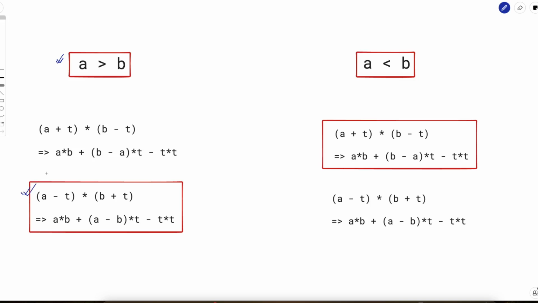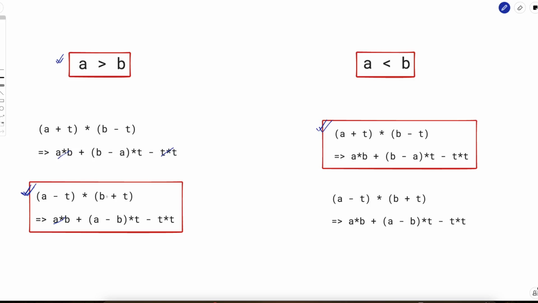Answer is this one. Why? Because a cross b is common, minus t square is common, and the only thing that differs is this a minus b or b minus a. Because a is greater than b, we are sure that this will be greater than 0. It means we will be adding something, right? And in this case we will be subtracting something, because a is greater than b, so this will become negative, right? So in this particular case, this is the best answer that we have. Similarly, if a is less than b, you can do the same calculation and you will arrive at the fact that this is the best possible choice you have.